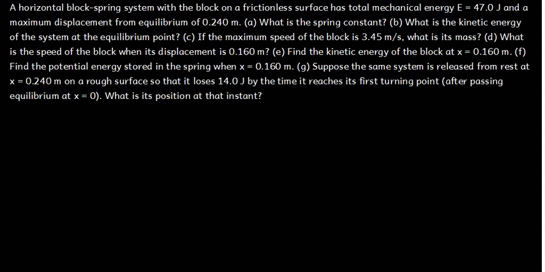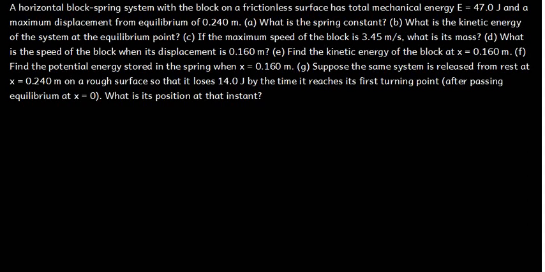Part F, find the potential energy stored in the spring when x is equal to 0.160 meters. Part G is saying, suppose the system is released from rest at x equal to 0.24 meters on a rough surface so that it loses 14.0 joules by the time it reaches its first turning point. After passing the equilibrium at x equals 0, what is its position at that instant?